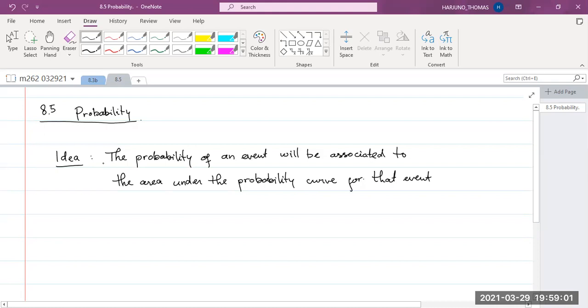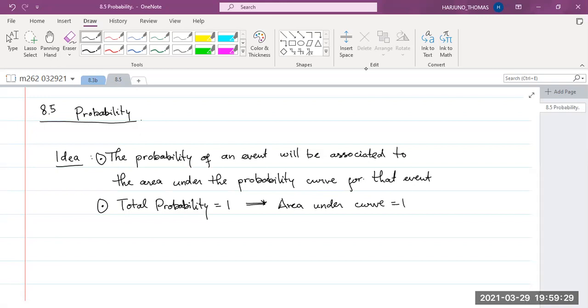Okay. Now probability, total probability is equal to 1, which implies the area under the curve is equal to 1. Actuarial work, that's right. Yeah, this is the very foundation of that.